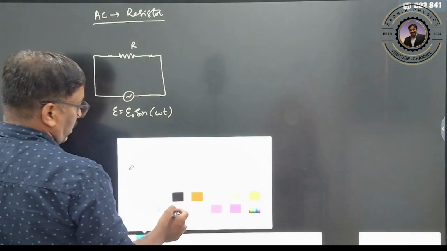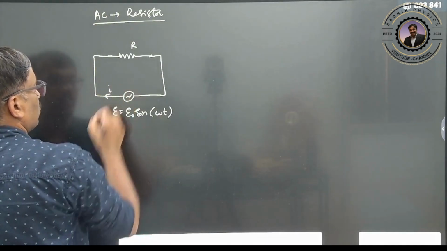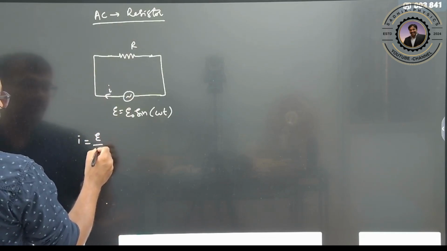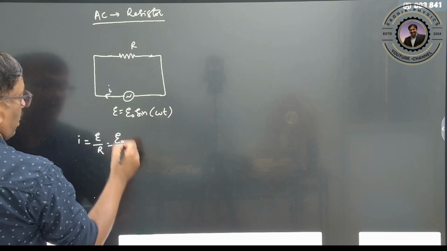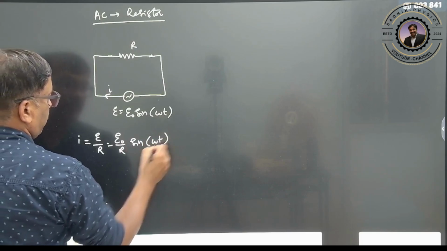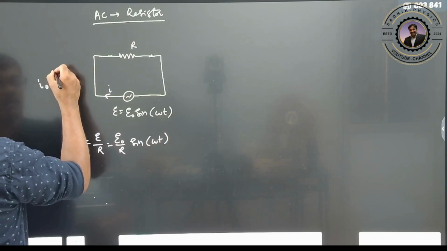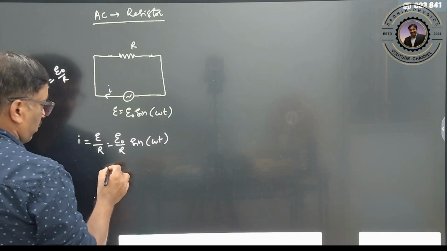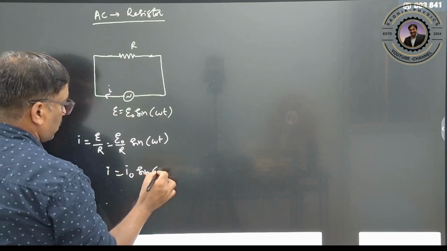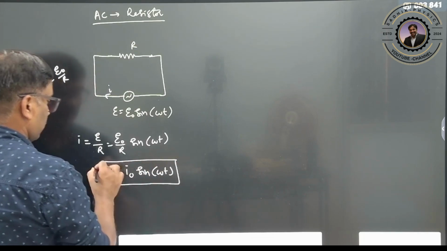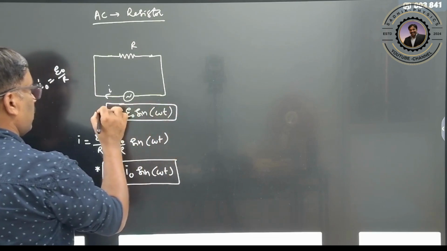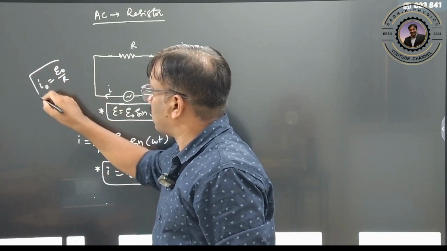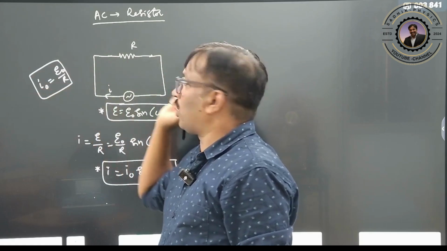Now, what should be the current here? The current will flow through this. So current we can write using Ohm's law: E by R, E naught by R into sine of omega t. Therefore, here I naught you can write as E naught by R. This is nothing but the peak value of the current. Therefore, I is equals to I naught into sine of omega t. This is the current, and this is your alternating voltage. Clear? It is a very simple one. How to calculate the peak value? In this way you can calculate. If they are asking for the RMS value, you know how to calculate it, right.